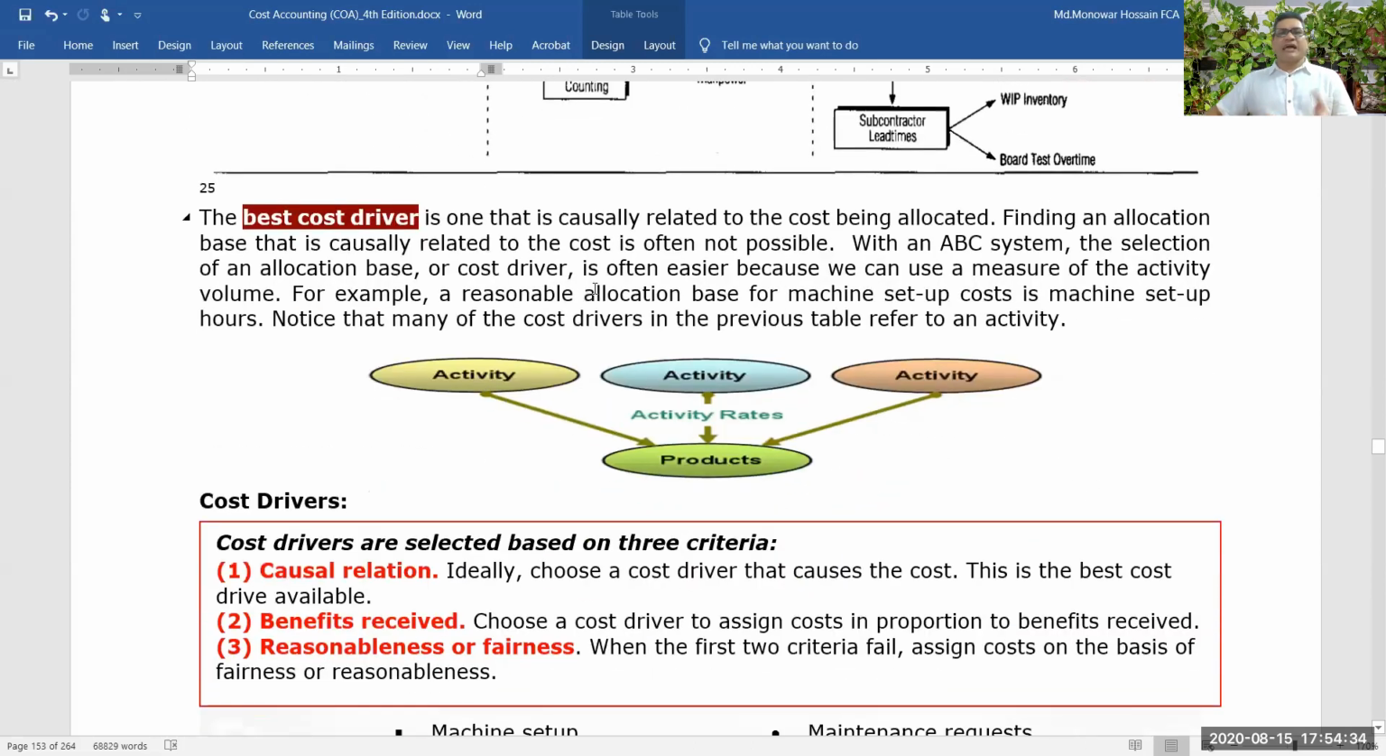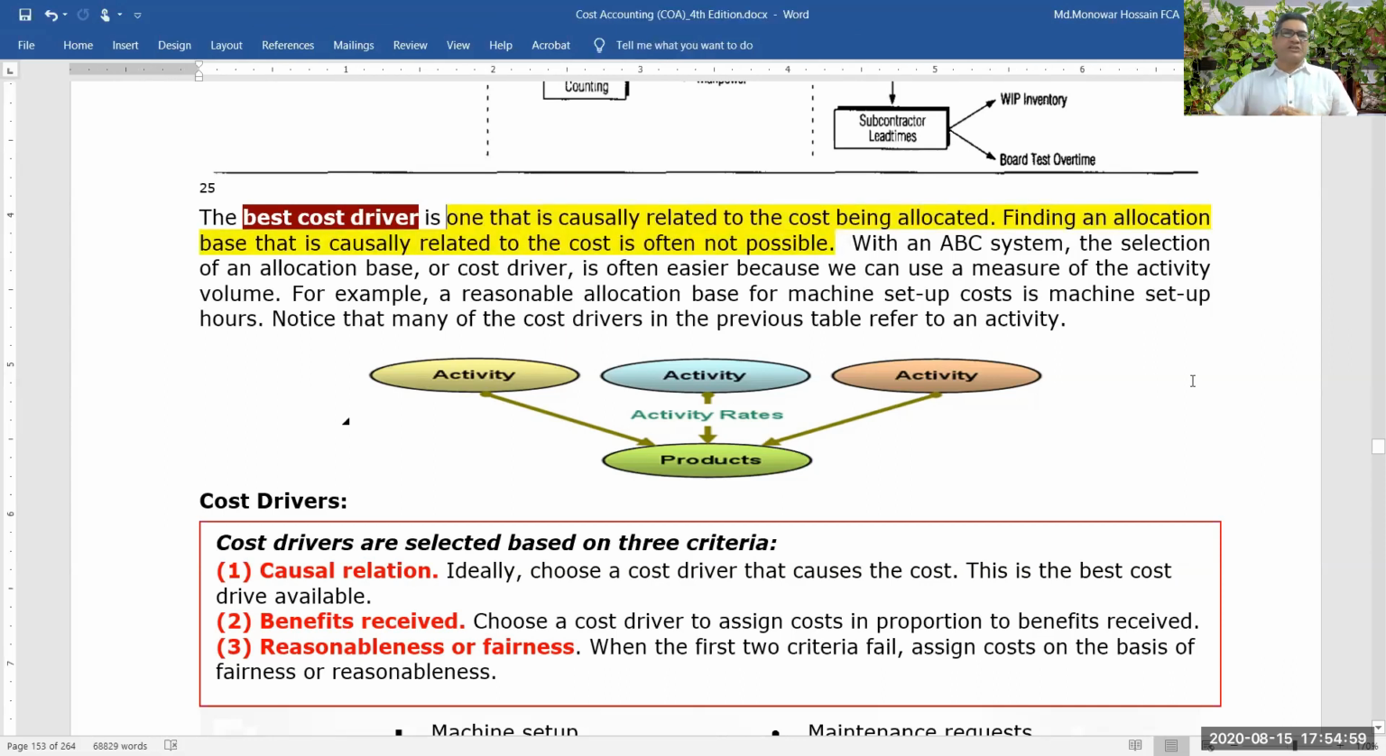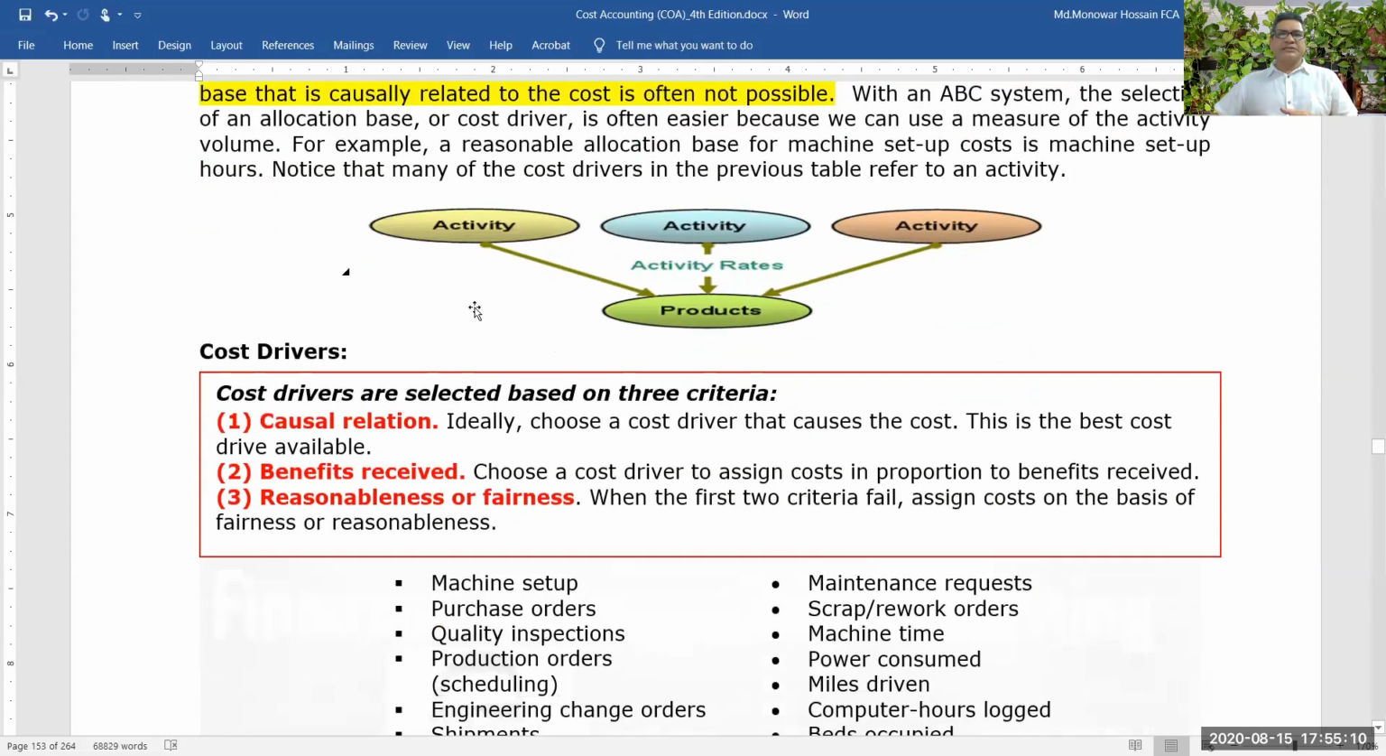So the best cost driver is one that is causally related to the cost. In cost allocation, finding an allocation base causally related to the cost is often not possible. With an ABC system, the selection of an allocation base or cost driver is often easier because we can use a measure of the activity volume. Okay, so look here, the activity and products are based on the activity rate, and putting in the summation of total activities, this comes to the product.